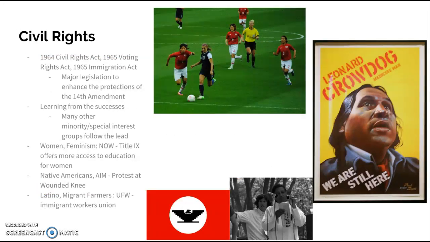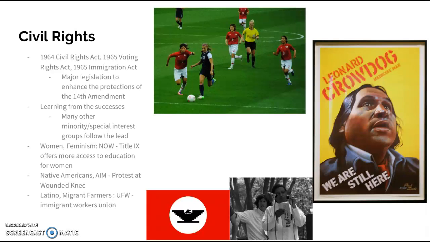Some of those other civil rights groups, first of all, those three big acts that we talked about, the 64 Civil Rights Act, Voting Rights Act, and then Immigration Acts, are enhancing the protections. They are adding to, and being more specific than, the 14th Amendment, which was passed at the end of the Civil War Reconstruction era. These other groups that we've talked about followed the lead of Mahatma Gandhi in India, and then Martin Luther King and others in the African American civil rights movement, and they established a lot of new and more developed rights for their peoples as well.